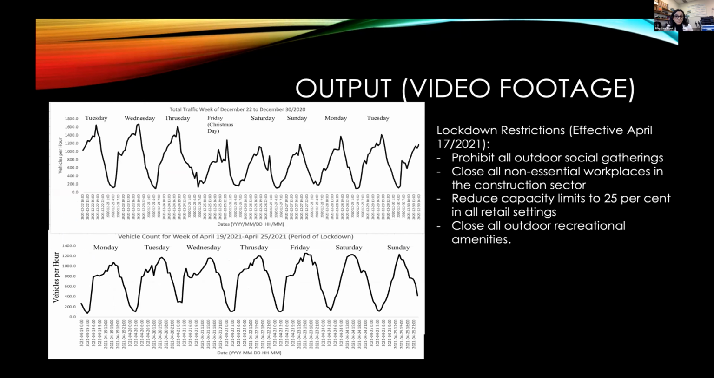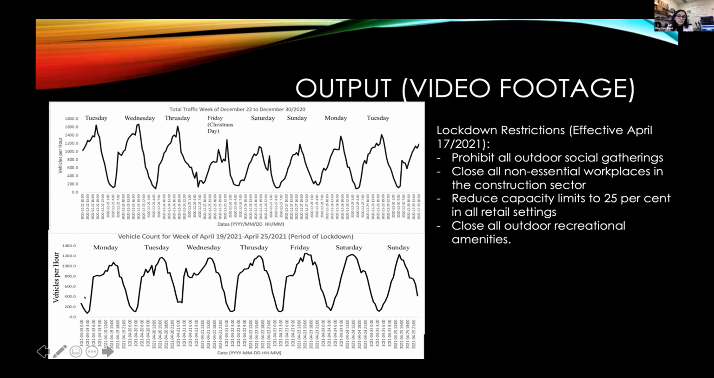Let's look at periods of where there was no lockdown versus where there was a lockdown. So this is the total traffic for the week of December 22nd to December 30th, where there was no lockdown, compared to this one, which is April 29th to April 25th, 2021, where there was a lockdown. And we see that there is a significantly higher amount of traffic during the weekday compared to the weekend. Friday was a holiday, so of course there's lower traffic.